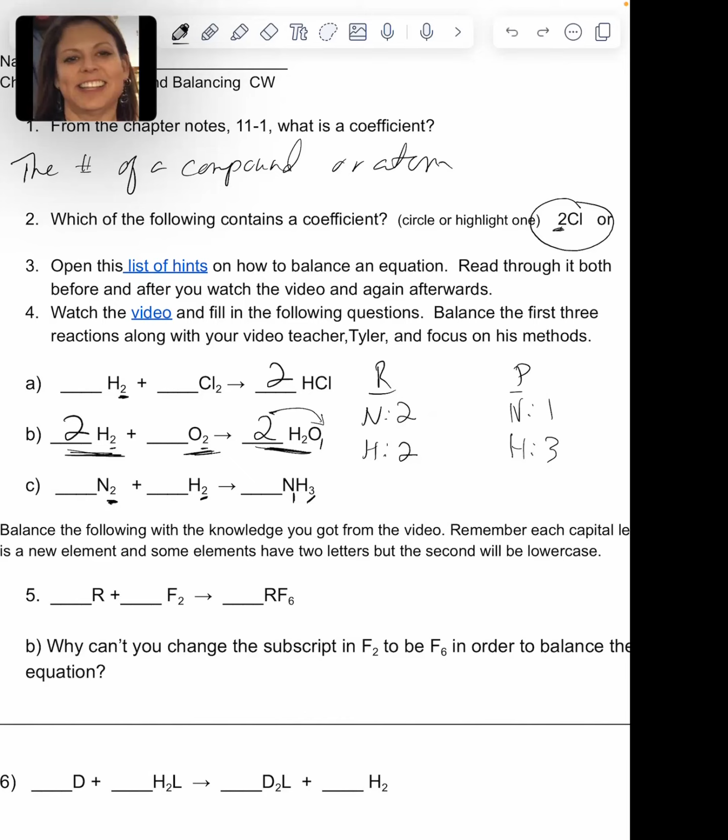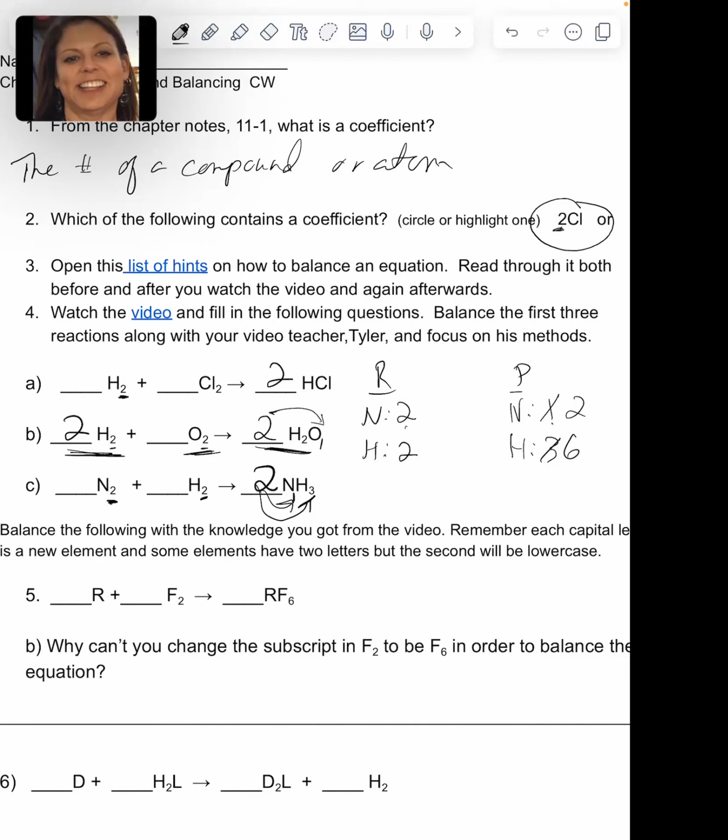So we have to add coefficients to the front to give more of one thing or the other. So I see right away I have 2 nitrogen and 1 nitrogen. So I'm going to add more nitrogen by putting a 2 there. Now I've changed the nitrogen. So now I have 2 nitrogen and 6 hydrogen on the right side. So while my nitrogen has been fixed, I screwed up. Well, I was already screwed up.